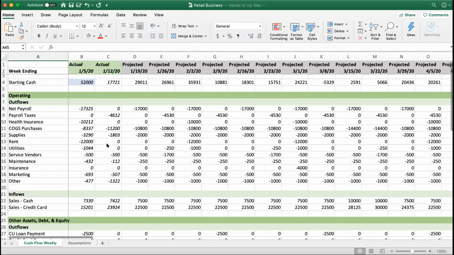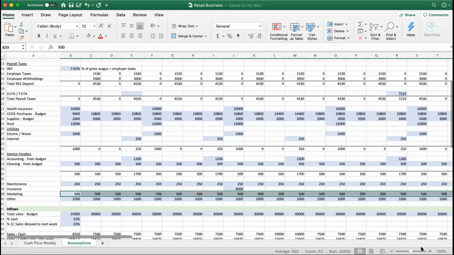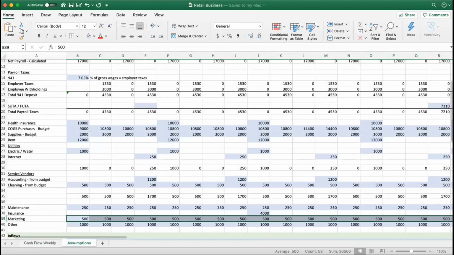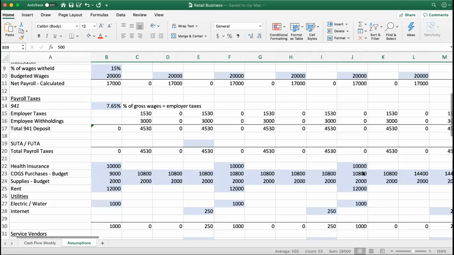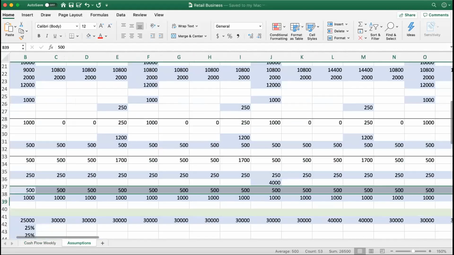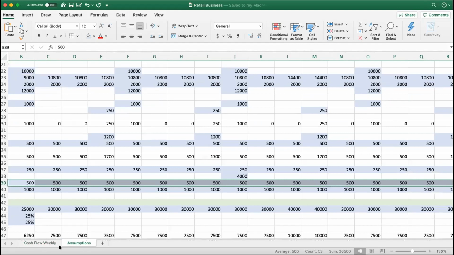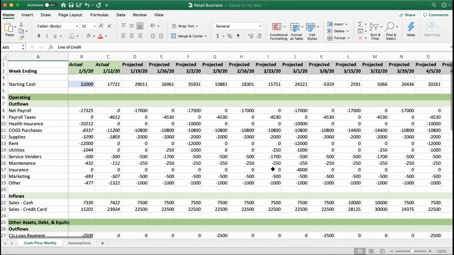So this is an example based on a retail business. What I have here are two tabs, a cash flow weekly tab and an assumptions tab. Is this big enough for people to see? Let me make it a little bit bigger. Whoa, that was too big, apologies. Okay, let's try that. If folks are having difficulty being able to see this, please let me know. Raise a flag in the chat or something.